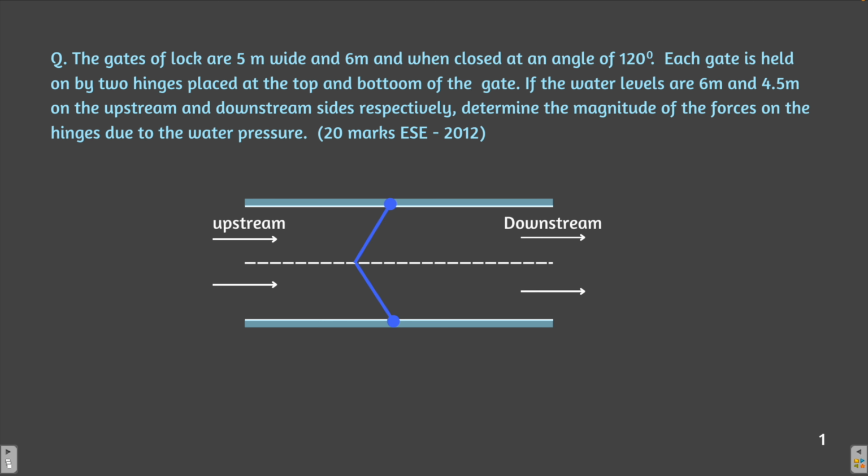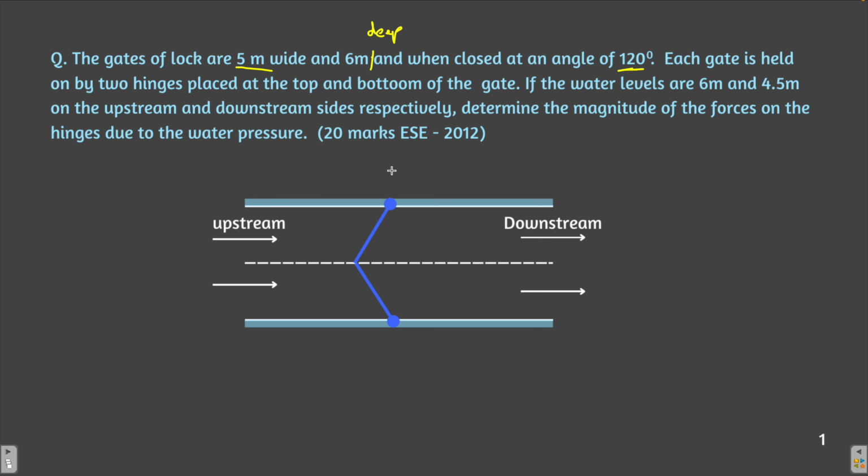The question says that gates of a lock are 5 meter wide and 6 meter, there's actually a printing mistake over here, it is deep, 6 meter deep, and when closed at an angle of 120 degree. So let me tell you what this is.